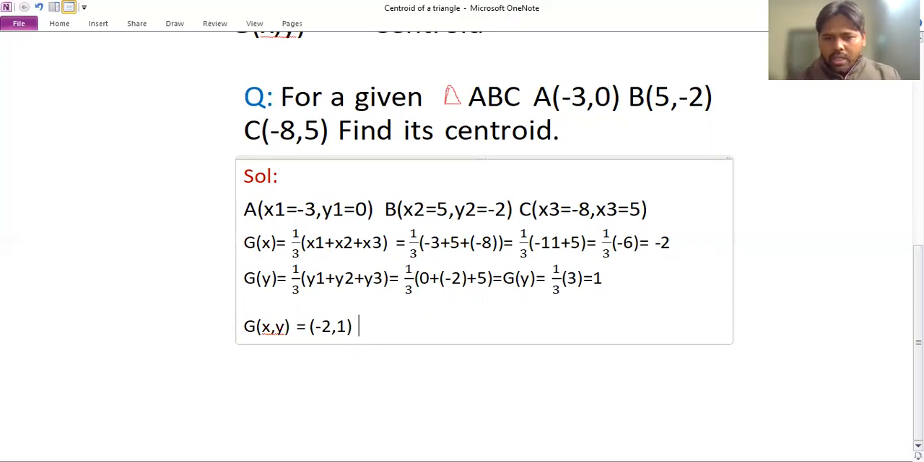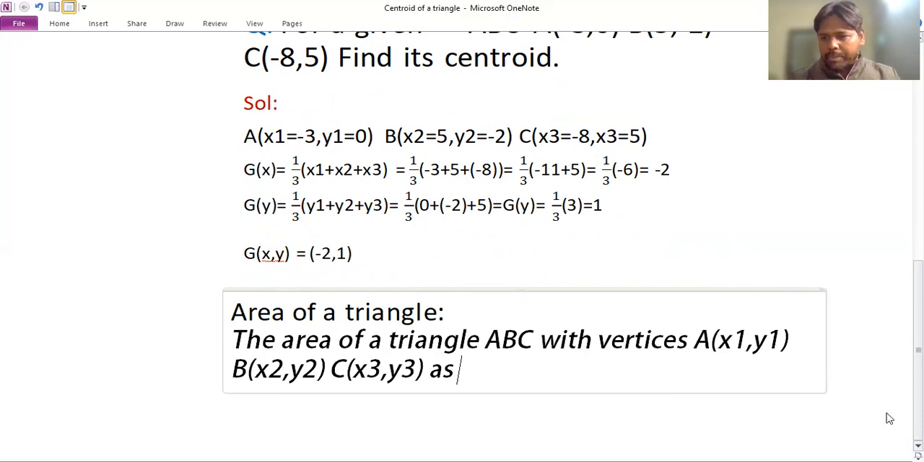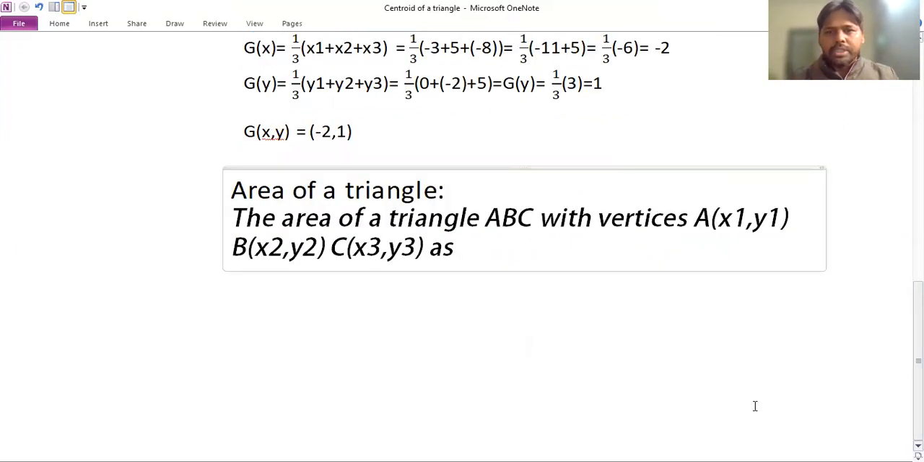Now, the area of the triangle. The area of the triangle is again a very interesting topic in the application of coordinate geometry, where for a triangle with 3 different vertices, let's suppose we have been given A, B and C, this will help us find the triangle's area by the formula.